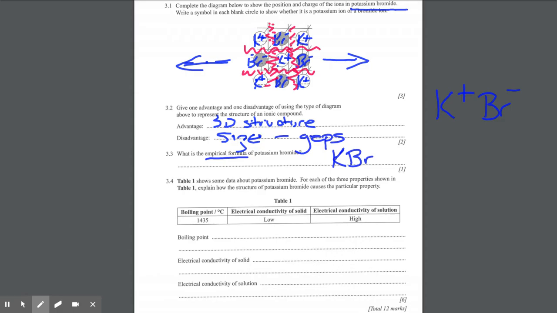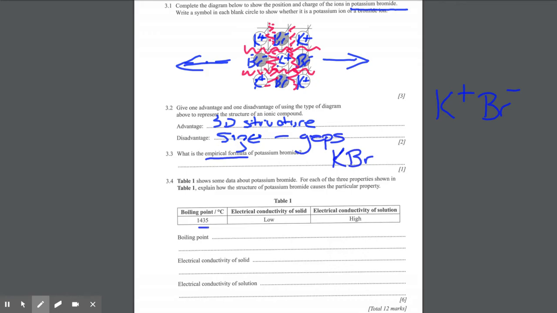So if we just go into the final question, then we've got some properties of an ionic solid, of an ionic structure, potassium bromide, and we're looking at three things: boiling point, electrical conductivity of the solid, and then of a solution. Now, the boiling point in this situation is a high boiling point. And why is that so?